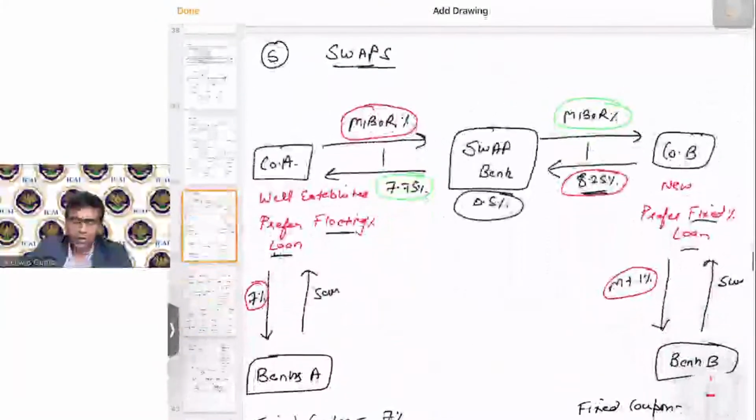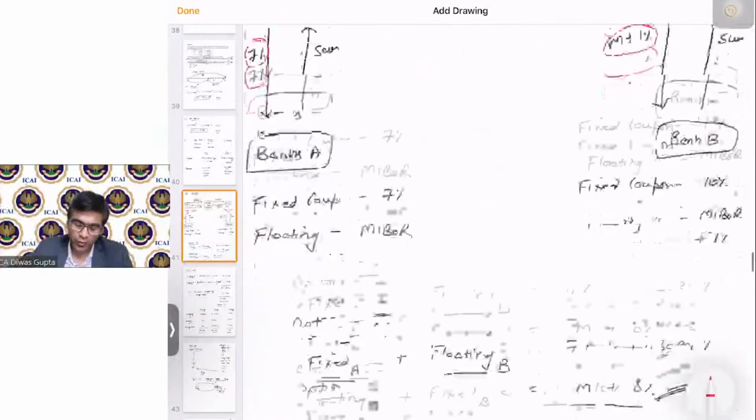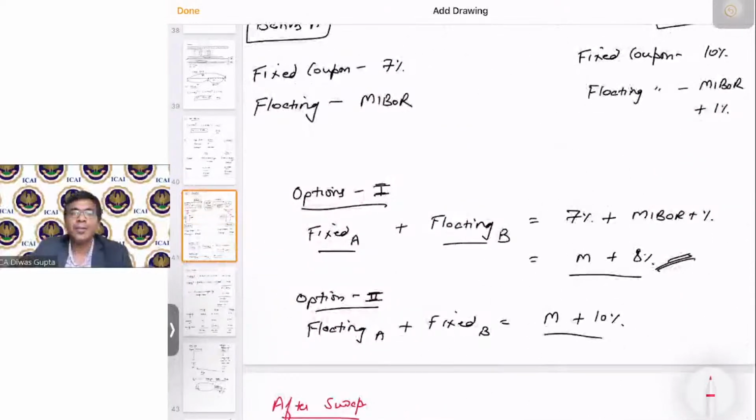Then we studied this very relevant topic of swaps, in which we studied how the swaps are designed, how the transactions are settled, and fixed versus floating, floating versus fixed, plain vanilla swap, OIS swap, all those things we have studied. And we also studied how we can make an analysis about which option is better and which option is not between both the swaps. So I think that's all.